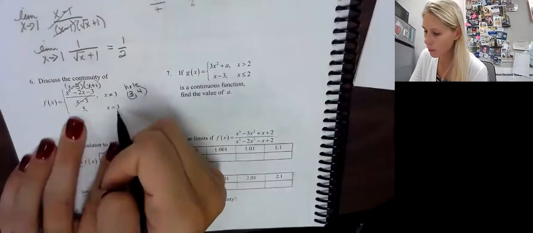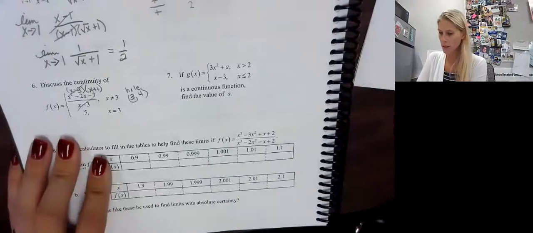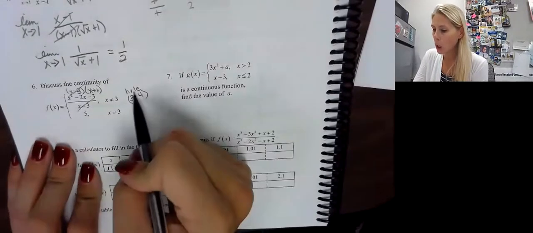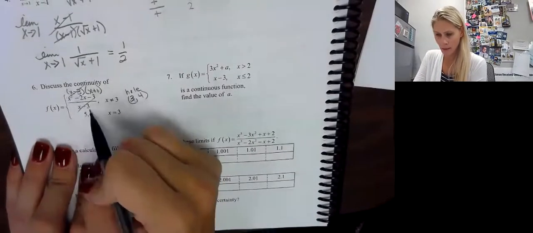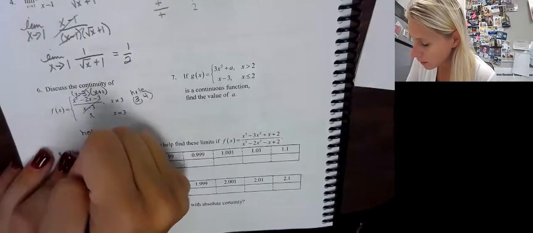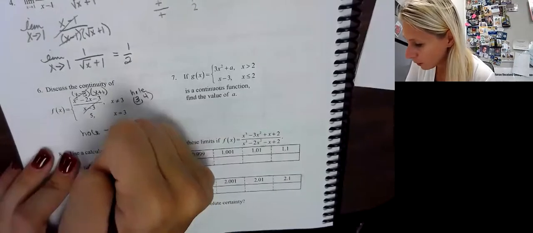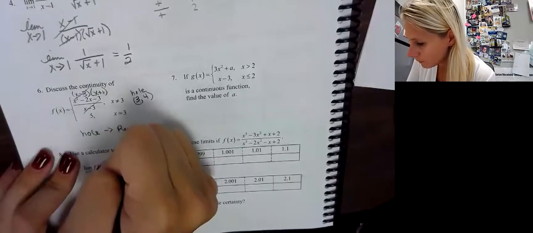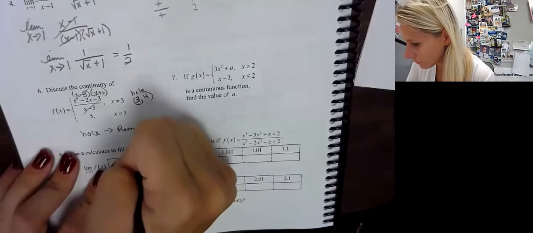And as you can see, we have a point here at 5, 3, which means all we have in this idea is a hole. So it is a removable discontinuity.